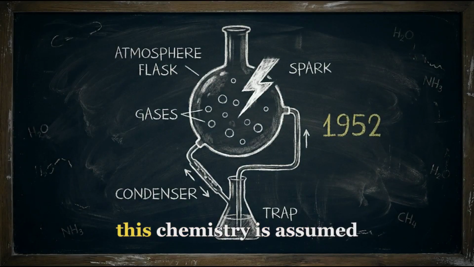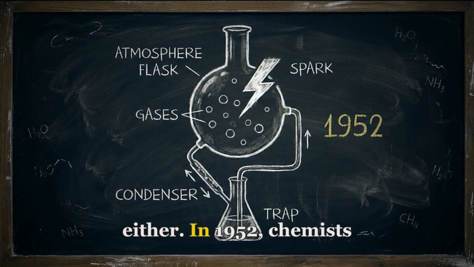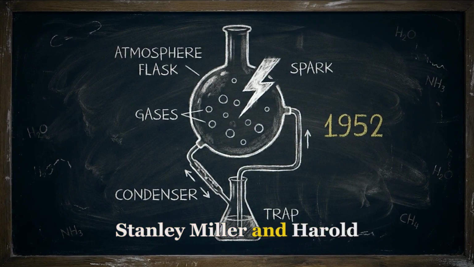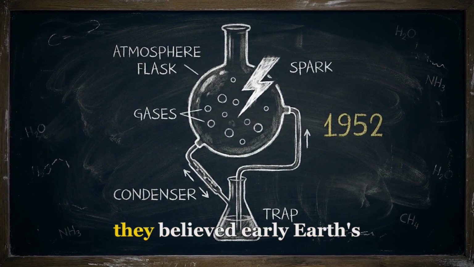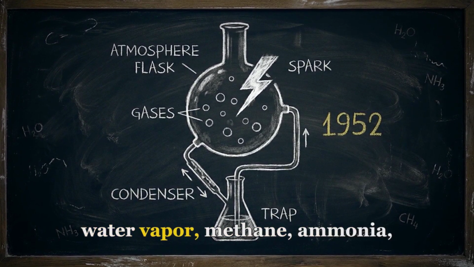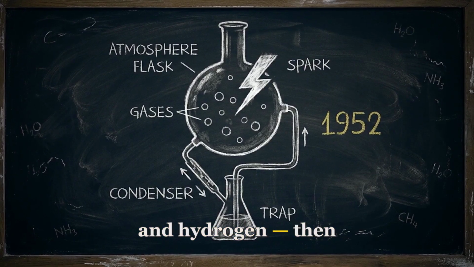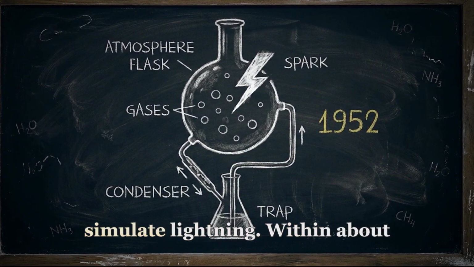None of this chemistry is assumed to appear from nowhere either. In 1952, chemists Stanley Miller and Harold Urey built a sealed glass apparatus recreating what they believed early Earth's atmosphere looked like: water vapor, methane, ammonia, and hydrogen. Then they ran a continuous electric spark through it to simulate lightning.